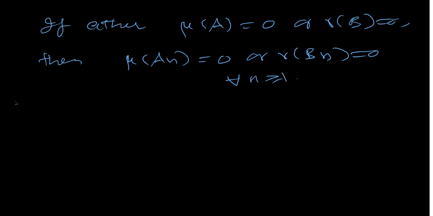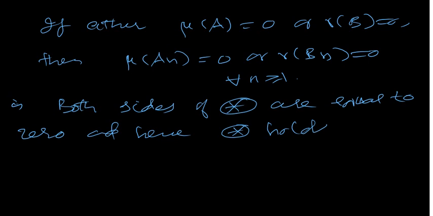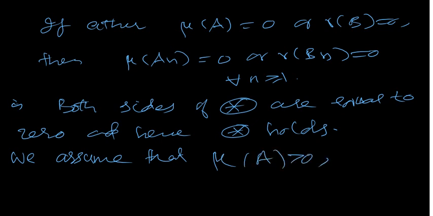So therefore both the sides of star are equal to zero. Both sides are equal to zero. And hence star holds, because both sides of the star are equal to zero in that case. So we assume that both are not equal to zero. Both mu of A is positive and mu of B is positive. We assume this. They are both positive numbers.